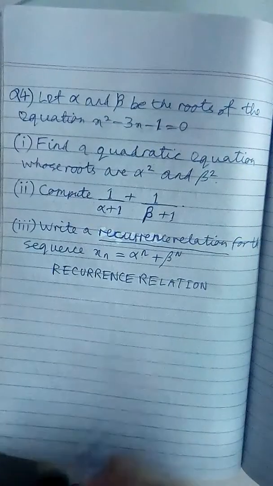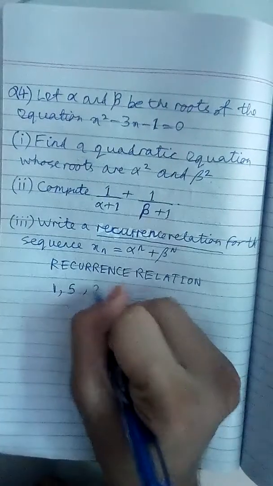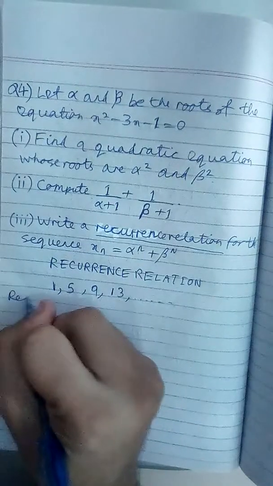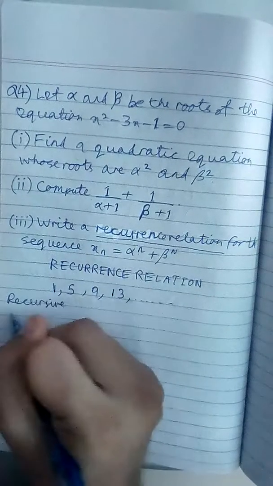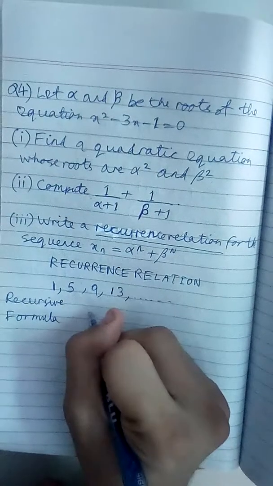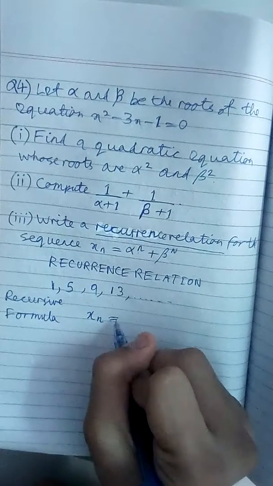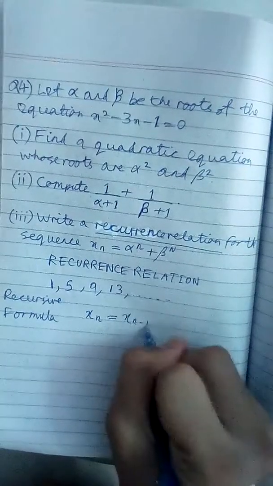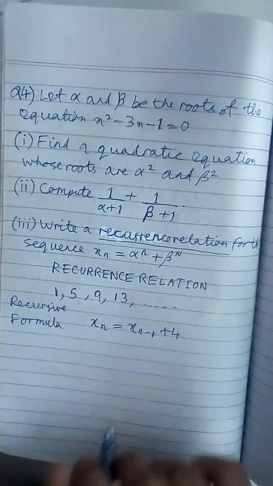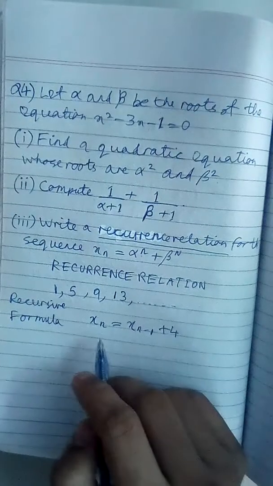We have recursive sequences, for example, 1, 5, 9, 13. So we have the recursive formula x_n equals x_(n-1) plus 4. Now what is the main feature of this formula? It is the formula itself.